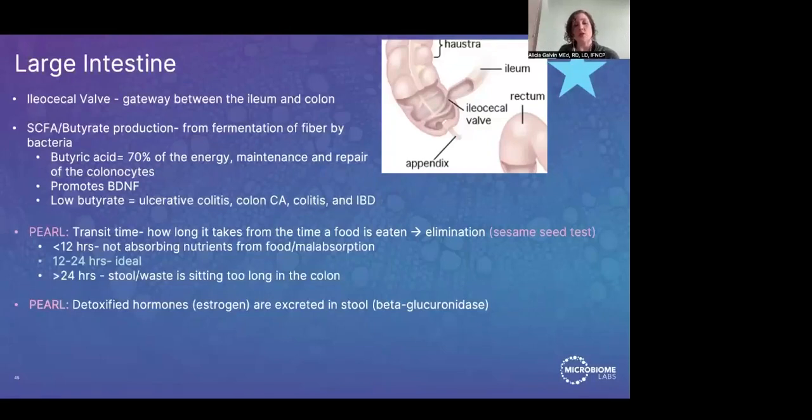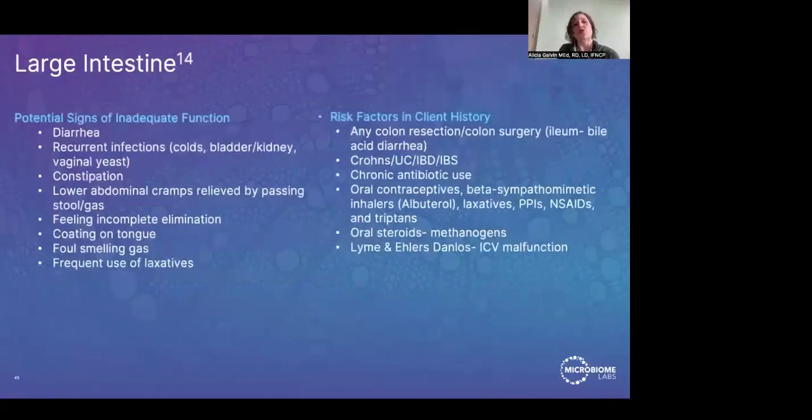And that would give a clue that maybe you need to support the transit time for those individuals. And also, this is where things like beta-glucuronidase can affect our hormonal, especially estrogen, detoxification and elimination. If we have imbalances in our estrobolome or higher levels of beta-glucuronidase, which would be detected on a stool test, then someone might be recirculating their estrogen a lot more, potentially contributing to estrogen dominance. These are just some signs, again, for you as a reference of some factors that could lead to inadequate function and risk factors in a client's history.